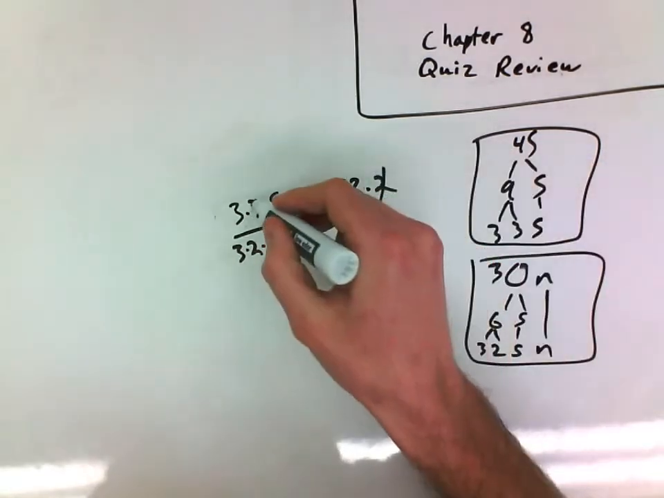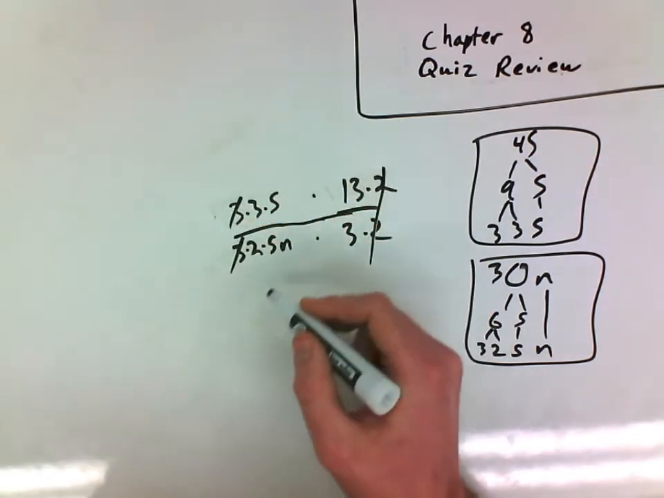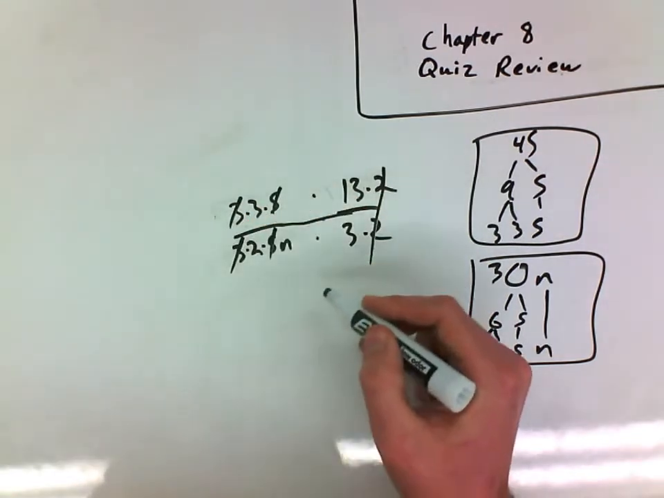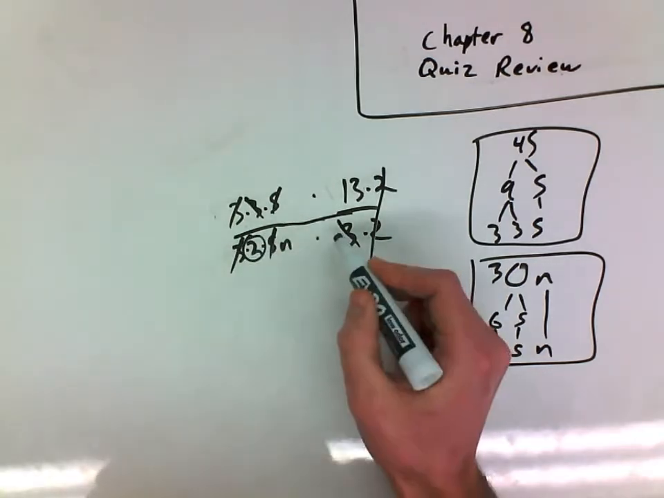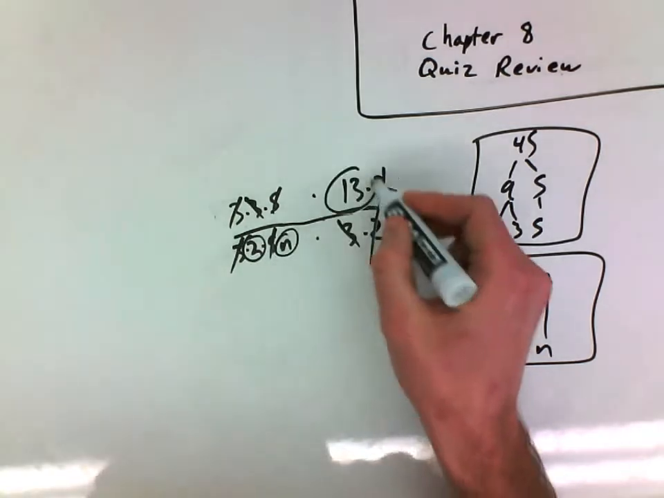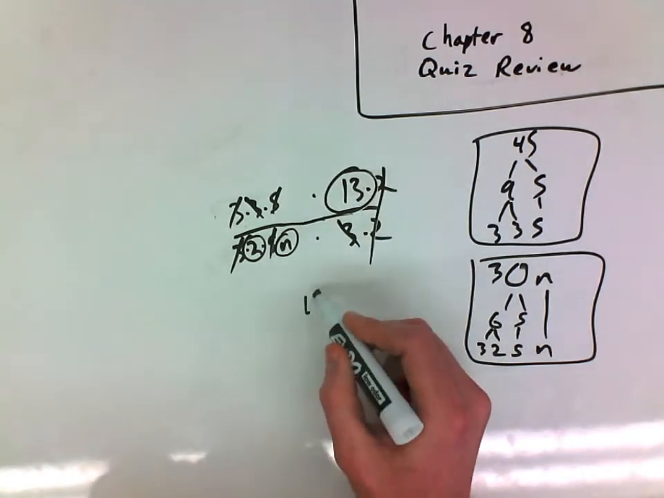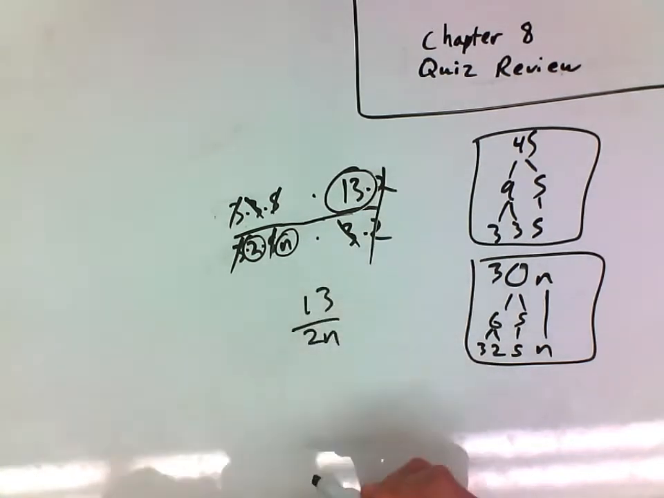The 2's cancel. I got a 3 and a 3 that cancel, a 5 and a 5, a 3 and a 3, and that's it. So what I have left over on the bottom is a 2 and an n, and what I have left over on the top is a 13. So the final solution is 13 over 2n.